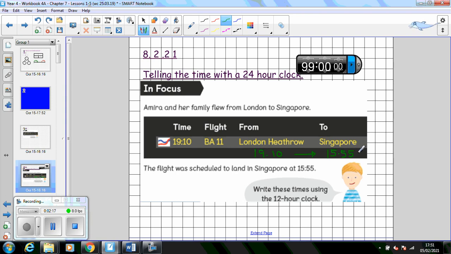Now, if you were all confident with telling the time on a clock face and on a digital clock, then I would say this is a matter of maths. I think because of the bumpy year we had last year, some of you might have missed parts of your learning on telling the time, so as I said, we're going to go a little bit slowly.